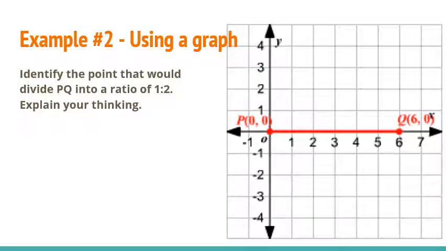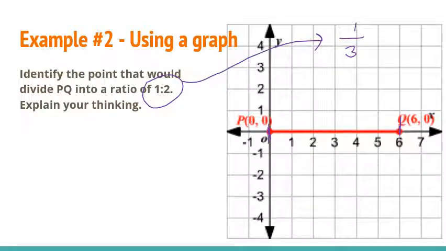All right, now let's see if we can find the partition point when we're given a graph. So we want to find the point that divides PQ into a ratio of 1 to 2. Okay, the best place I think to start is let's turn this number into a fraction. So a ratio of 1 to 2 is going to be 1 part out of a total of 3 parts, if you think of it like that. So we're looking for the point that basically cuts this line PQ at 1/3, right?